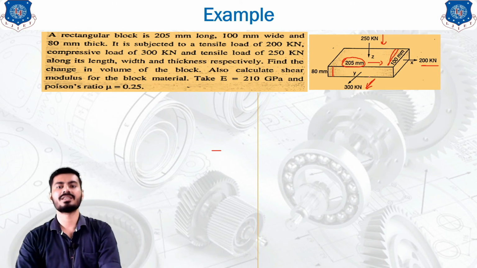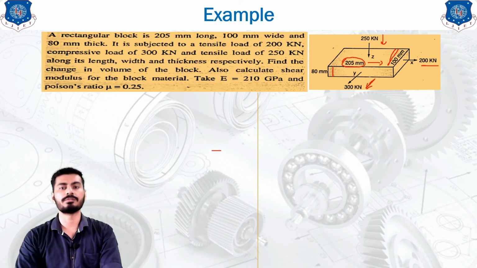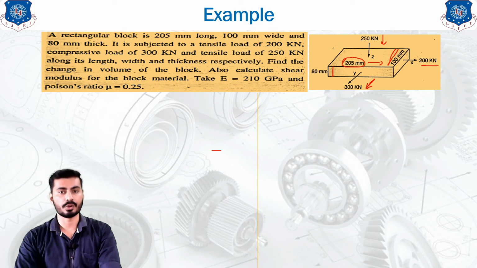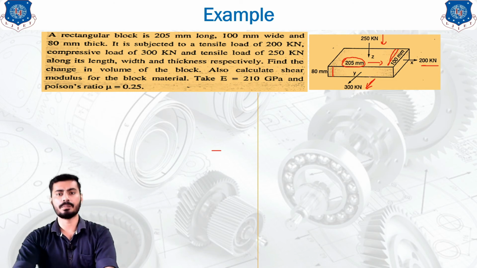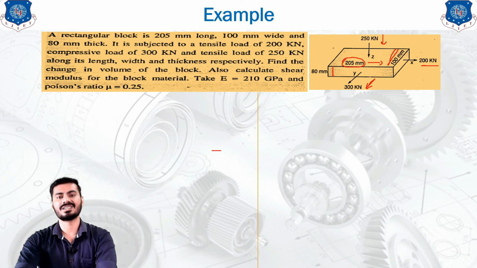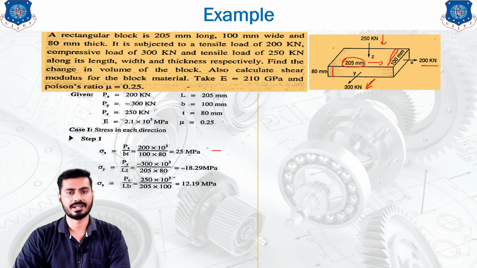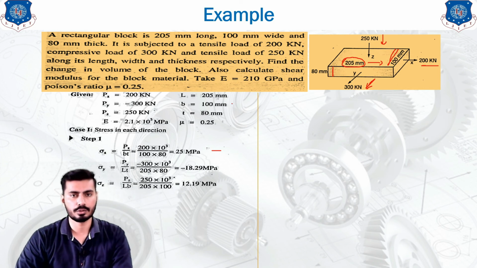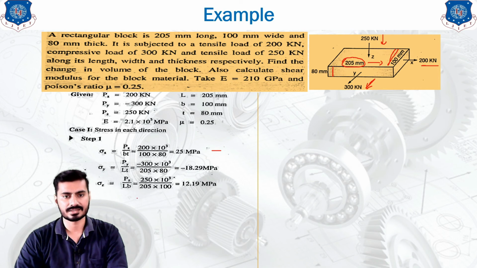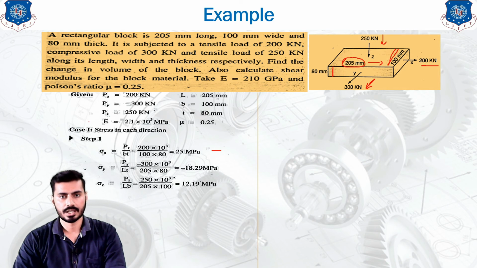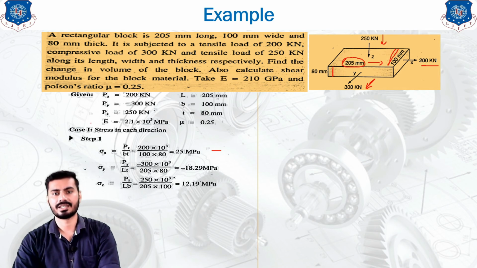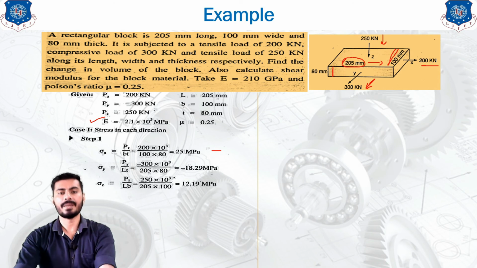Now let's see what they are expecting us to find from this example: find the change in the volume of the block and also calculate the shear modulus for the block. For that block they have provided the value of Young's modulus and Poisson's ratio. So these are the given data: Px equals 200 kilonewton, Py equals minus 300 kilonewton and Pz equals 250 kilonewton, and E is given in gigapascal, so we have converted it into megapascal.